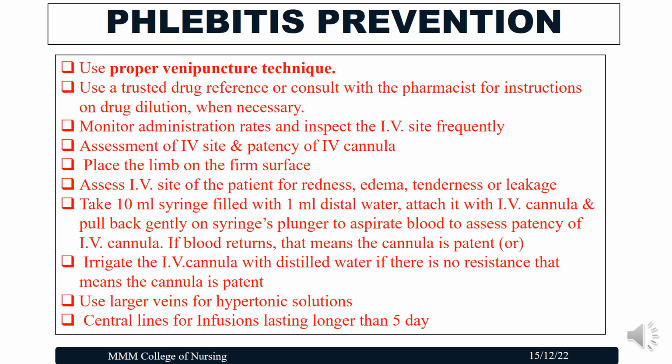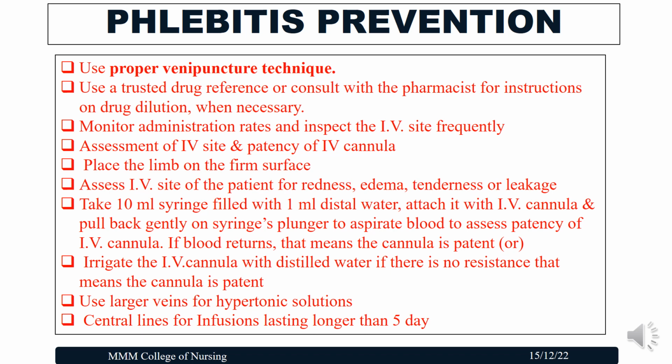The other measures of prevention include using proper venipuncture technique, and using a trusted drug reference or consulting with the pharmacist for instructions on drug dilution. So for drugs with high osmolarity, acidic or alkaline, we should get information from the pharmacist and then administer. Monitor administration rates and inspect the IV site frequently.